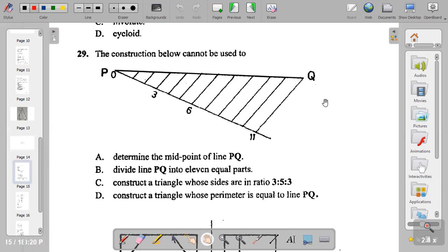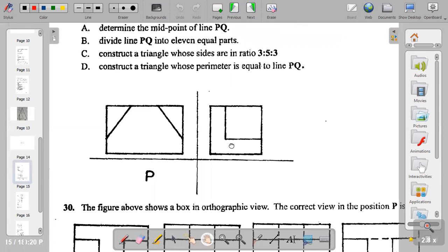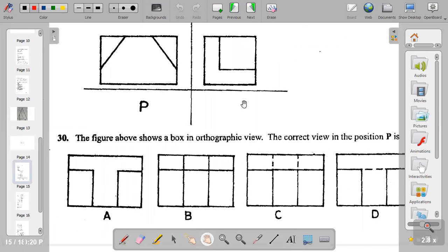So the answer to question 29 is option A. I move on to question 30. The figure above shows a box in orthographic view. The correct view in the position of P is A. Now you can get this when you construct it. I have a video on ortho to ISO on this particular question. So the answer is A.